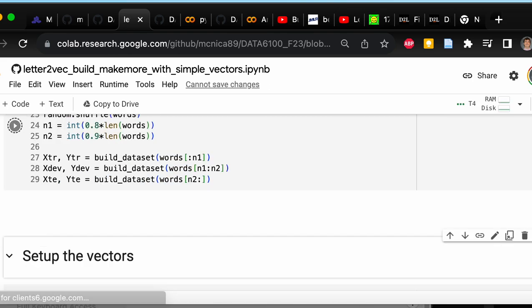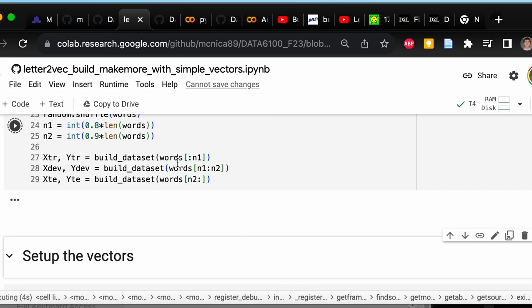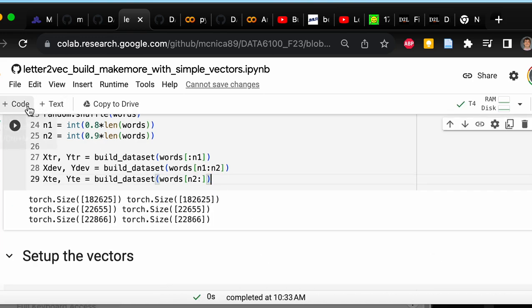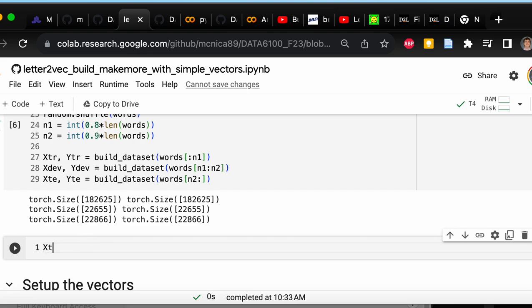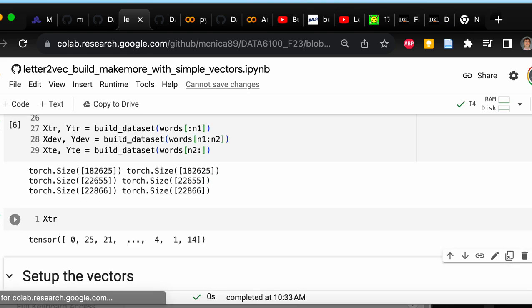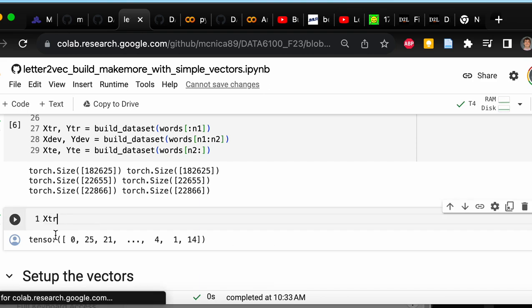Okay, and let me run this one. Okay, and then I have a training set and a test set, and I'll show you what they look like. Right now they are vectors. So if I look at X training, what does that look like? It's 0, 25, and so on.